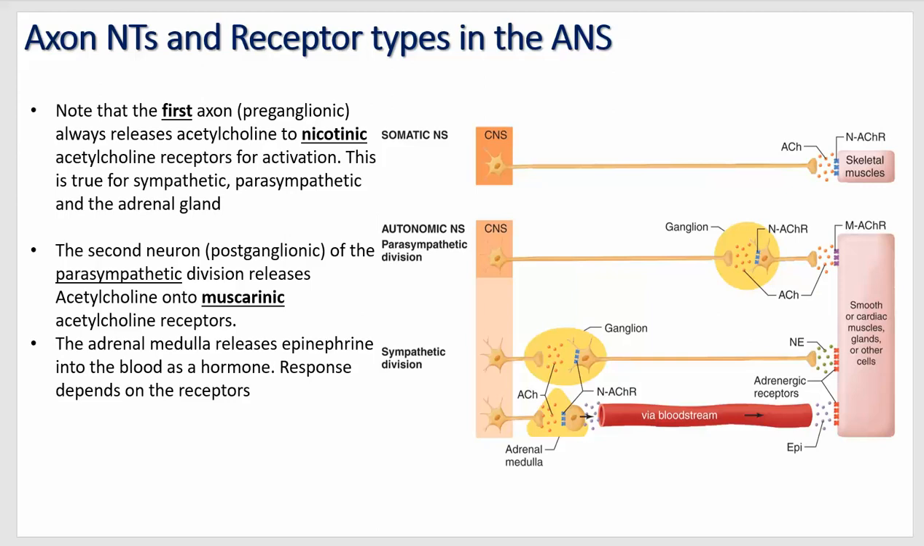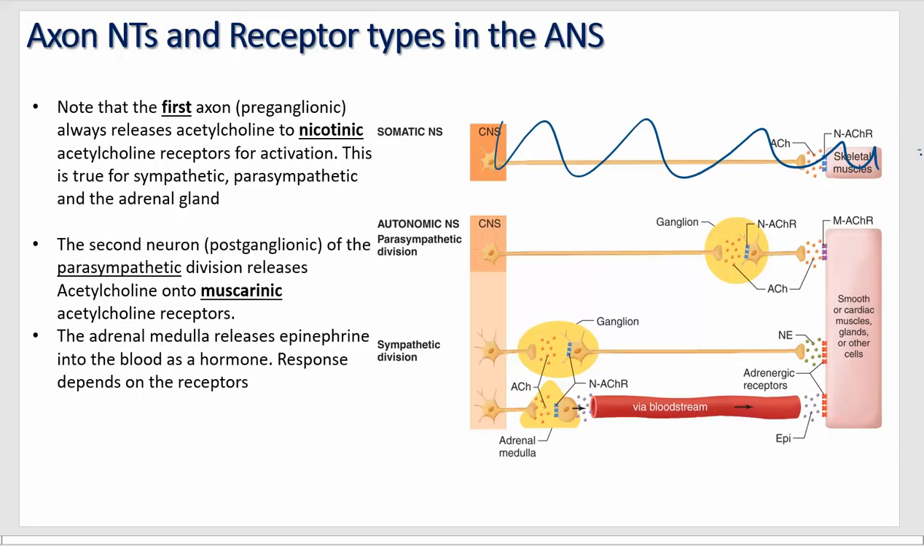This is all just repeating the same thing, so I'm going to move through it a little more quickly. Note that the first axon, the preganglionic, always releases acetylcholine. This is somatic, just for comparison. It always releases acetylcholine to nicotinic receptors. That's what we see, no matter where we are. This is true for sympathetic, parasympathetic, and the adrenal gland.